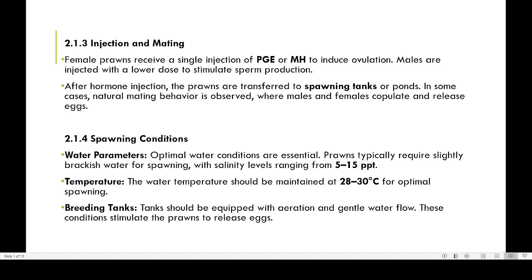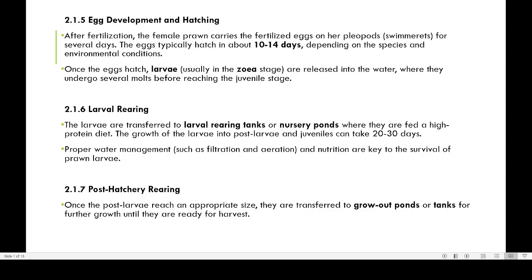Then breeding tank. Tank should be equipped with aeration and gentle water movement. It should not be stagnant like the water in an aquarium tank. We should allow some kind of water circulation. Then only the prawns will be stimulated to produce or release eggs.